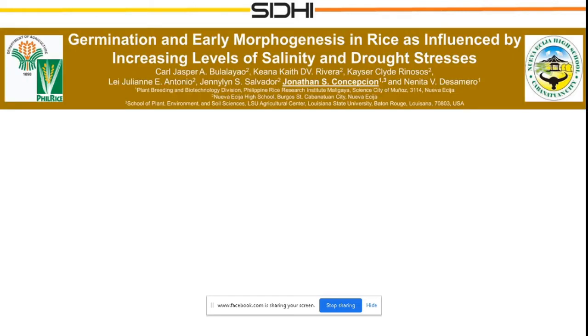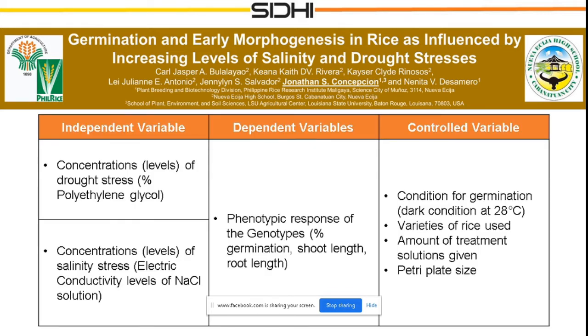So again, let's use this study as an example. So for the independent variable, of course, we have the concentrations that we set for drought, which is based on percent polyethylene glycol, and then the concentration levels of salinity stress, which is based on your electric conductivity levels of your sodium chloride solution. Okay. Now the dependent variable will be your phenotypic responses or the response of your rice, which is of course based on percent germination, the shoot length, and the root length.